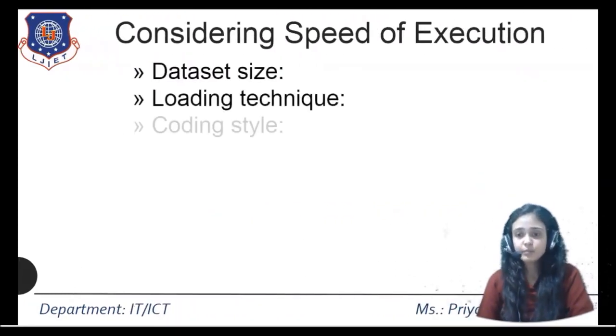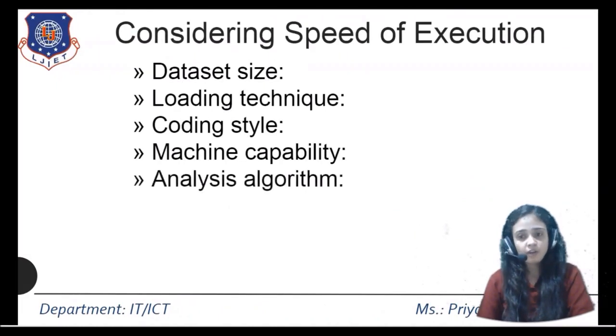Then comes considering the speed of execution. The speed of execution depends on different factors such as the data set size, which type of loading techniques you are using, which type of coding style you are adopting, and what your machine capability is. If you are using a supercomputer, then it will execute faster. Also which type of analysis algorithm you are using. Some machine learning algorithms are faster, some are slower. All these factors affect the speed of execution.